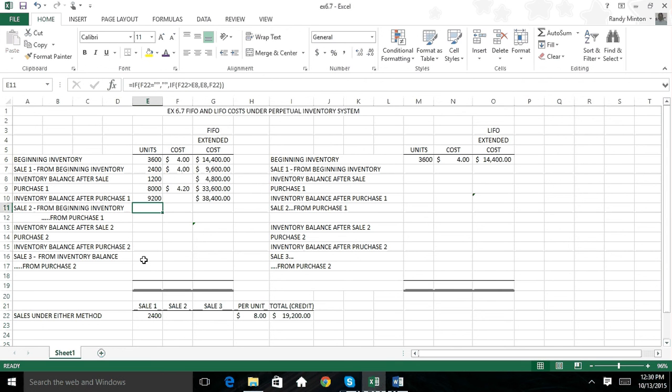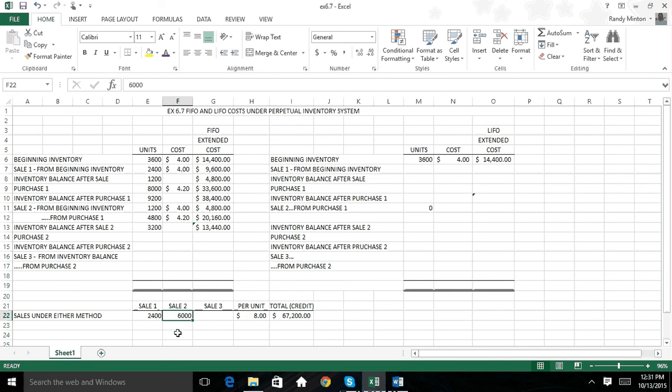Now, the second thing that happens to us is we have an additional sale, in this case 6,000 units. So I'm going to come down here again and type in the 6,000 units. And when I put in the 6,000 units, now something has to happen. Remember, this is where we left off, because we had 9,200 units at $38,400, and now we have to calculate where these 6,000 units are coming from.